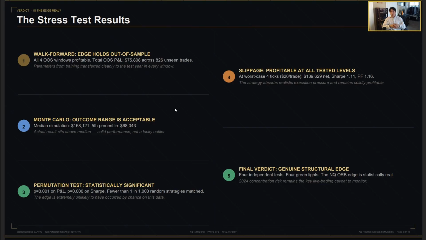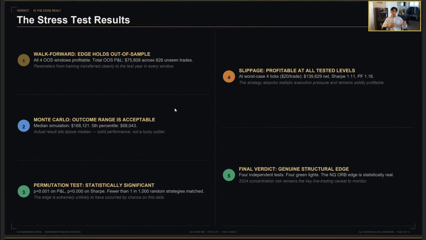For 2, the Monte Carlo outcome range is acceptable, with a median simulation of 168,000 and our 5th percentile, bottom 5%, still being profitable. This means the actual result sits above the median, and that shows a solid performance, not just a lucky outlier. For the permutation test, we saw our best performance and saw that the strategy is statistically significant. We had a p-value of 0.001 on PNL and 0.0 on Sharpe. So fewer than 1 in 1,000 random strategies actually matched or beat our current one. This means the edge is extremely unlikely to have occurred by chance on this data.